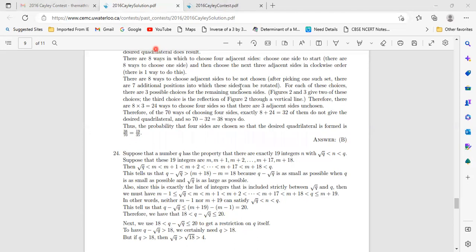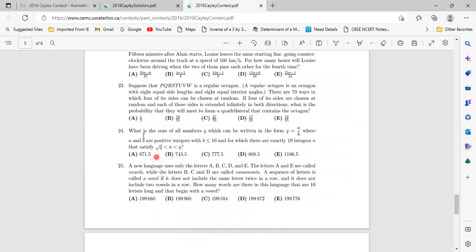Yes, Shana, we can give a shot. Suppose that a number q has the property that there are exactly 19. So, what is the sum of all numbers q which can be written in the form q is equal to a over b, where a and b are positive integers with b less than or equal to 10, for which there are exactly 19 integers n that satisfy square root of q less than n less than q. We're going to find the sum of all the numbers of this.